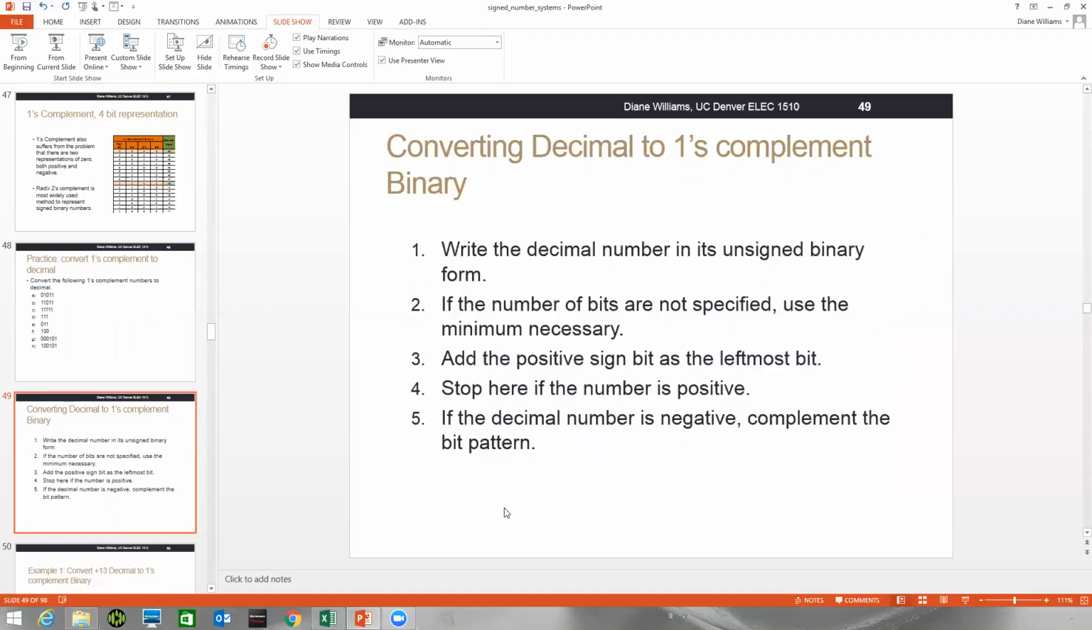So how do we convert decimal to ones complement binary? We write the decimal number in its unsigned binary form. If the number of bits is not specified, we use the minimum necessary. We add the positive sign bit as the leftmost bit. We have to make sure we have a sign bit. We stop at this stage if the number is positive. If the number is negative, we just complement the entire bit pattern.